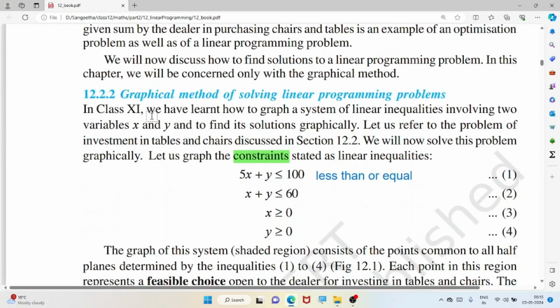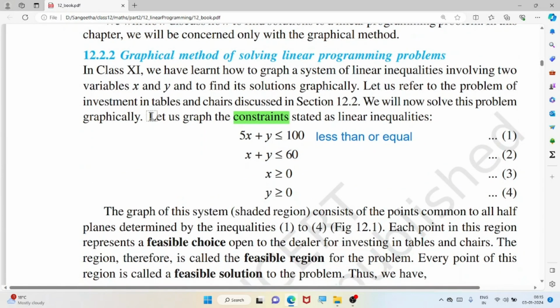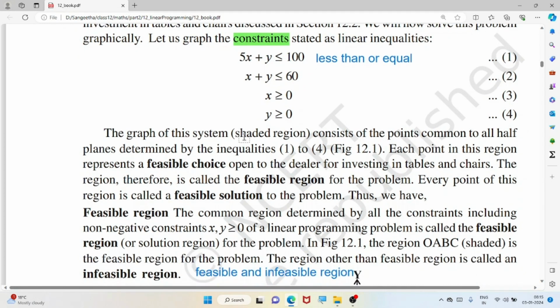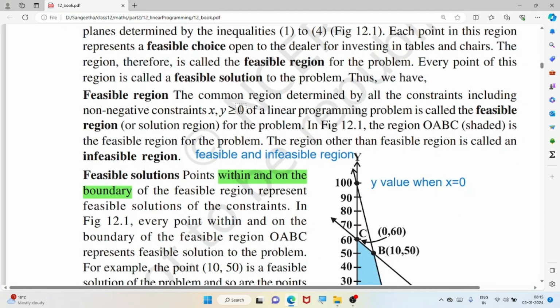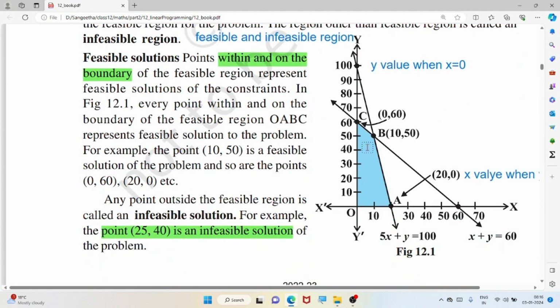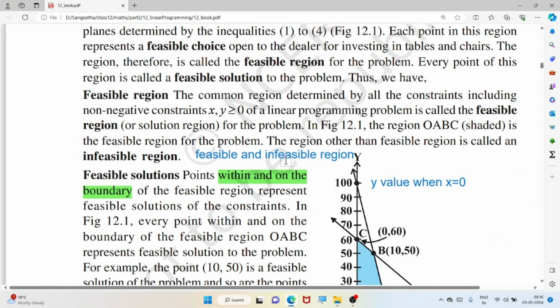Constraints, optimization problem. Now you have to use the graphical method to find the optimum solution, that gives the maximum profit for the given problem. So what is a feasible region, what is a non-feasible region. The common region determined by all the constraints, including the non-negative constraints, of a linear programming problem is called the feasible region or the solution region. For this problem this is the feasible region. This colored region is the feasible region, all the other region is the non-feasible region. Colored is feasible, other regions are infeasible.